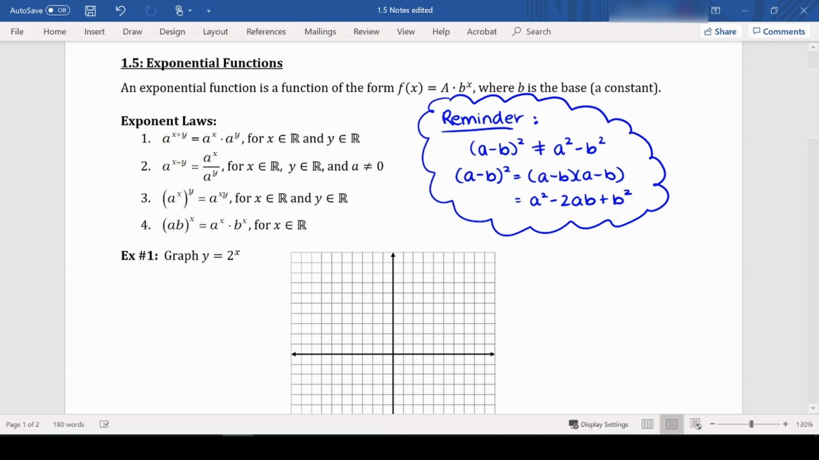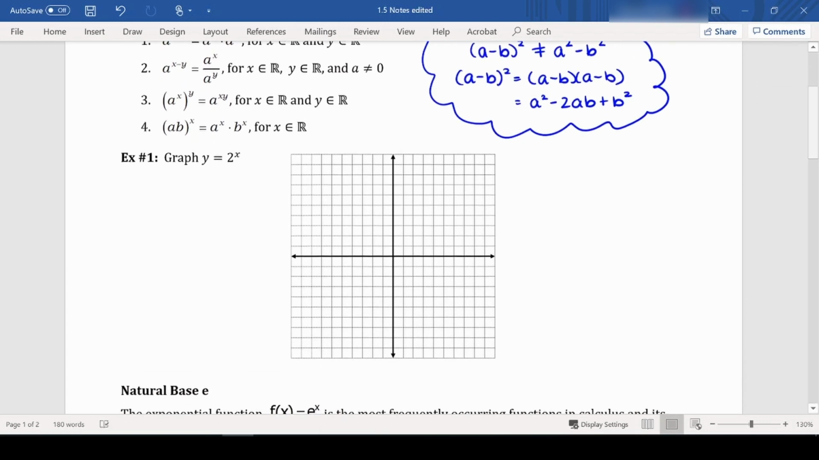So we'll just do a quick refresher of how to graph these things. You may make yourself a table of values if you would like. If I make a table of values here and pick, say, x is -3, this is 2 to the power of -3, which is 1 over 8. If I pick -2, this is 2 to the -2, which is 1 over 4. -1 would be 2 to the -1, which is 1 over 2.